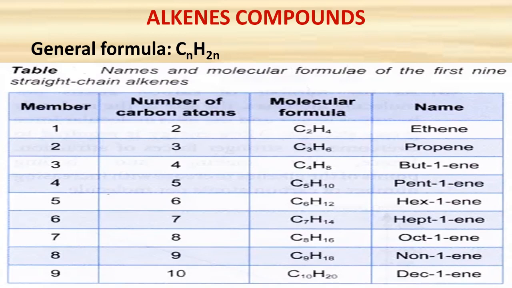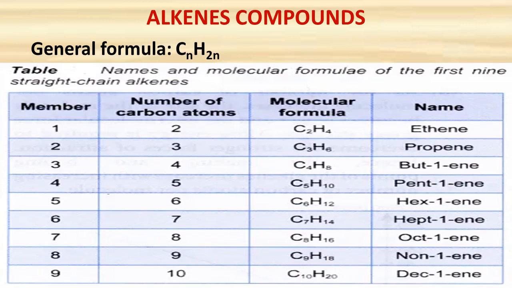Similarly, the second member of the class is propene, so we use the number of carbon atoms as 3. If n is equal to 3, it becomes C3H6. The name of the compound is propene. Similarly, n is equal to 4, the formula is C4H8 and it becomes butene. If n is equal to 5, it becomes pentene, the formula is C5H10. If n is equal to 6, the compound name is hexene and the formula is C6H12.